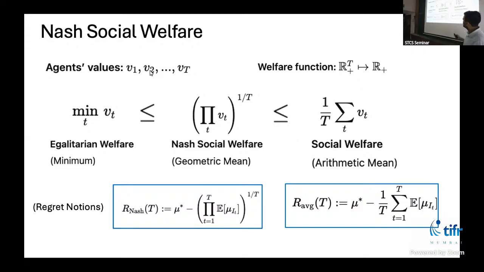Okay. So as we can see, Nash regret is always higher than the average regret. So it's a tougher quantity to minimize than the average regret.